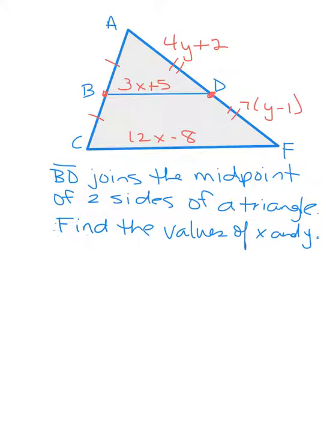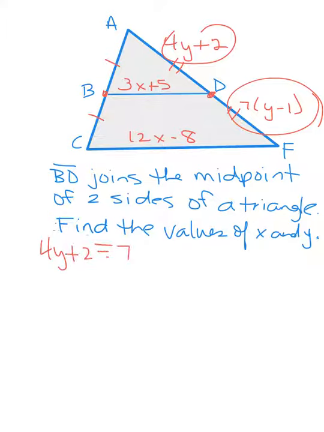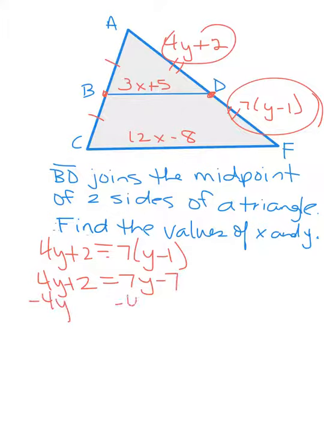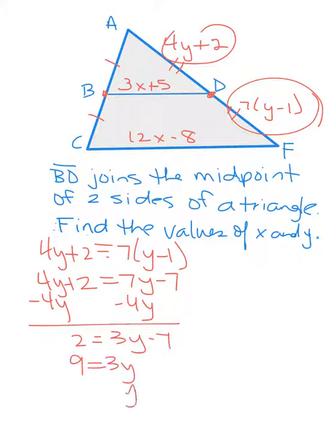I've already labeled that these segments are equal. So I can say that 4y plus 2 is equal to 7 times the quantity of y minus 1. So I'll distribute and isolate my variables. So I have 4y plus 2 is equal to 7y minus 7. Bring my 4y to the other side. And I have 2 is equal to 3y minus 7. Add 7 to both sides, and I have 9 is equal to 3y. So y has a value of 3.